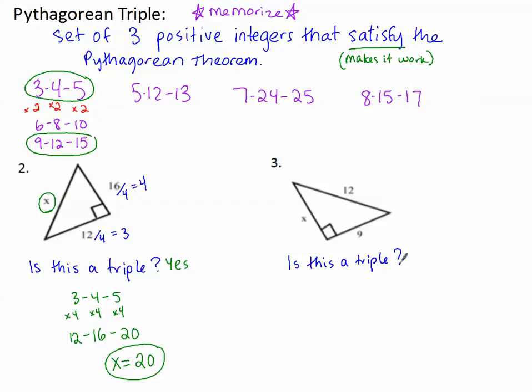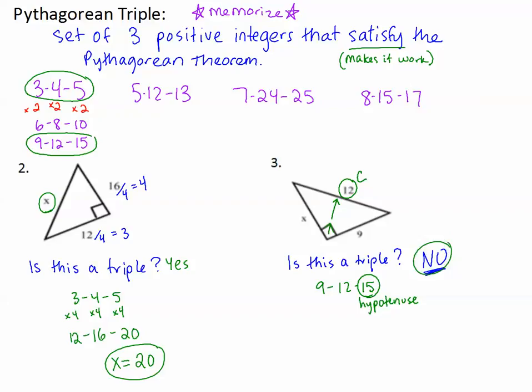The answer to this, surprisingly, is no. But wait a minute, didn't we just say 9, 12, 15 is a triple? Yes, we did. However, what is the biggest number of all these? 15. The biggest number will always be the hypotenuse. But where is the hypotenuse in this picture? Across from the right angle. Use it like an arrow. Here's the hypotenuse. This should be my C, yet my hypotenuse is supposed to be 15. That's why it's not a triple.